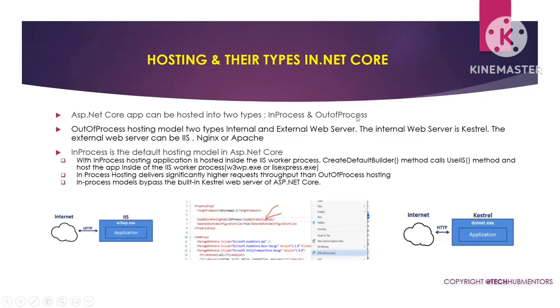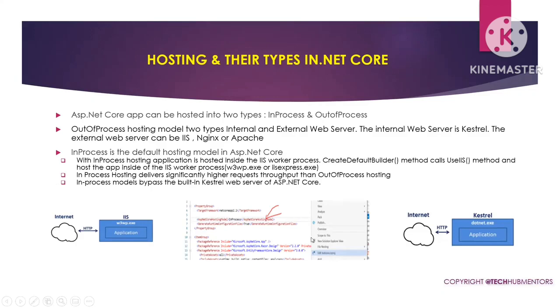Out of process is basically of two types: internal and external web servers. Kestrel is an internal web server and the external server is IIS, Nginx or Apache, which Kestrel uses as a reverse proxy. So basically, in process is the default hosting model in ASP.NET Core. If we don't change this, then by default it will use the IIS server, and we can change it.